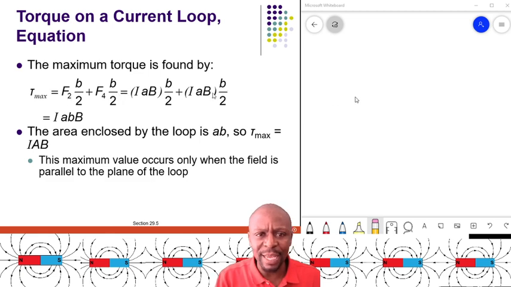therefore this will just add algebraically, and then you are just going to have the maximum torque is A times B, and A times B is nothing else but the area of that loop, and this big B is nothing else but the magnetic field. Right, now the area enclosed by the loop is just, if we want to define the maximum torque in terms of the area, therefore AB will just be the area, and then the maximum torque is just given by I times A times B. Therefore this maximum value occurs only when the field is parallel to the plane of the loop.